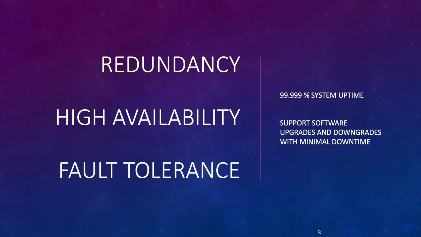This video is divided into 3 sections. The first part talks about fundamentals of redundancy and high availability and its architecture. The second part talks about how software upgrades and downgrades can be done without any downtime. And the third section talks about some of the ways in which high availability typically can be implemented. So let's get started.